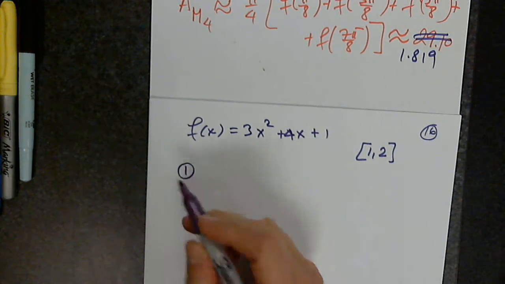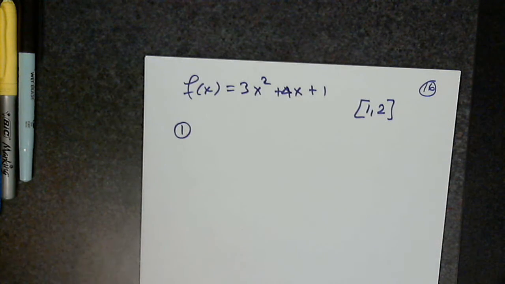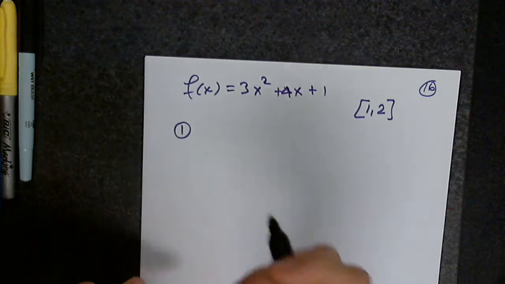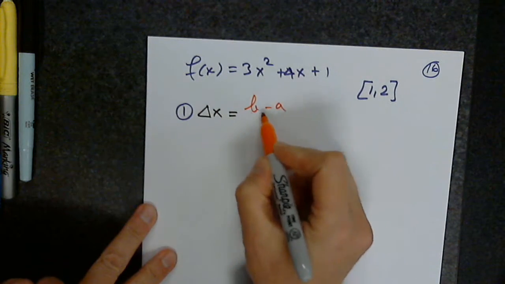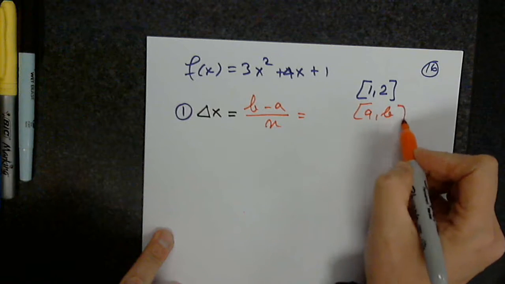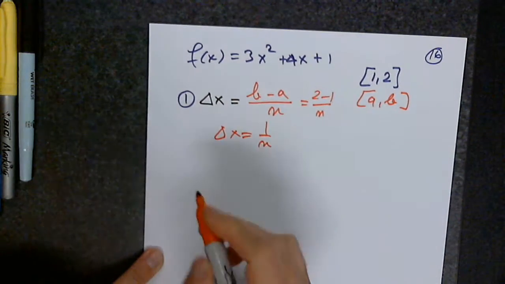I need 3 preps. What is the first prep? Perfect. What is delta x equal to? The formula is b minus a over n, where this is the interval a comma b. Very good. So 2 minus 1 over n. So delta x is 1 over n. Good. Prep number 2.